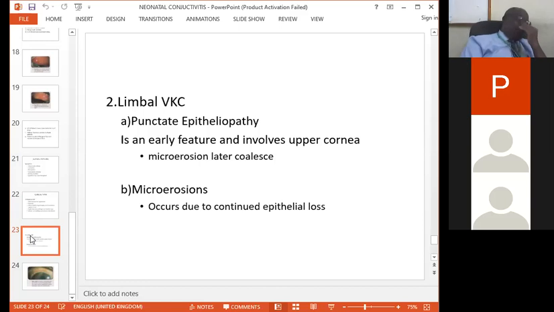Limbal vernal keratoconjunctivitis: this is just around the limbus. The limbus is the transition from sclera into the cornea. Yes, that's the limbus. You have punctate epitheliopathy, which is an early feature and involves the upper cornea. Microerosions form later.